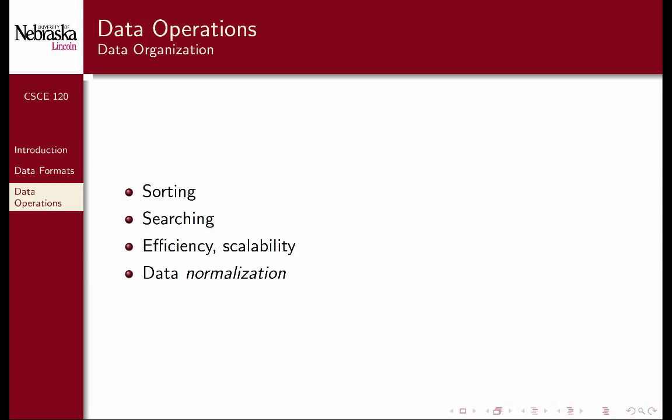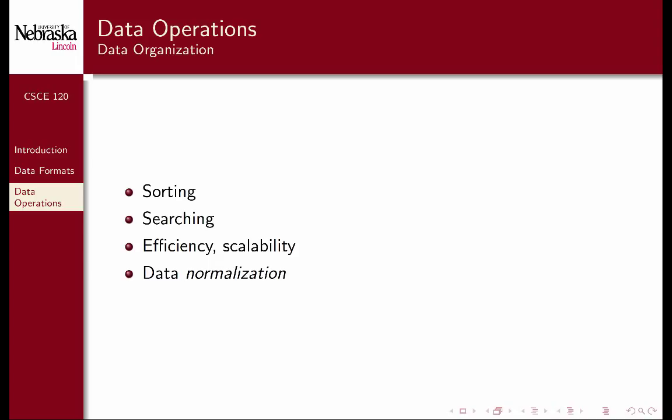Once we have data, we'll of course want to search for particular records, for a particular student record or a particular course record. Two major issues in either one of these operations are efficiency and scalability. Both operations could be very quick and easy to perform on small pieces of data, but may not scale well when we've got millions or even billions of records.